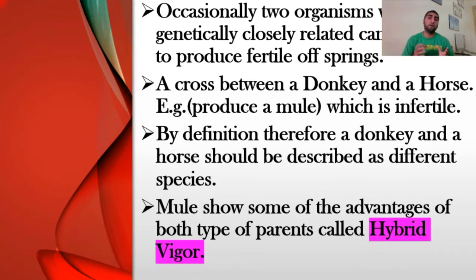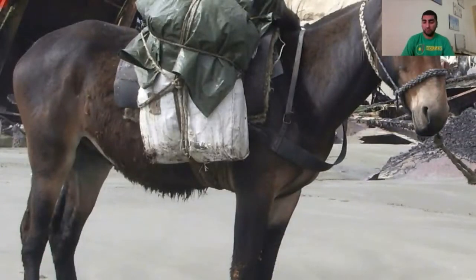Now, always these hybrids, which are produced in cases like this, show some advantages from one parent and some advantages from the other parent, and that is called hybrid vigor. Now you know this, the mule has the characteristics of both donkeys and horses, so it has hybrid vigor, but the problem is it is infertile. This is mule. Normally it is used for very hard work.